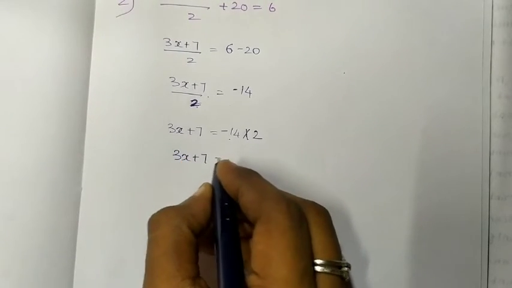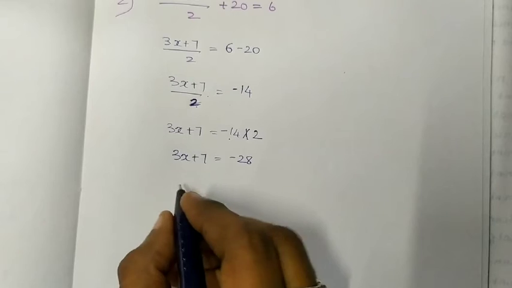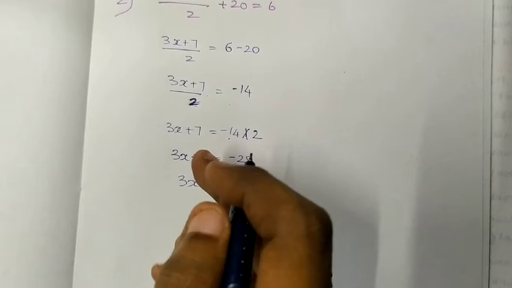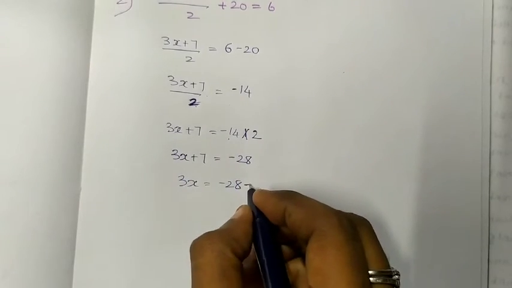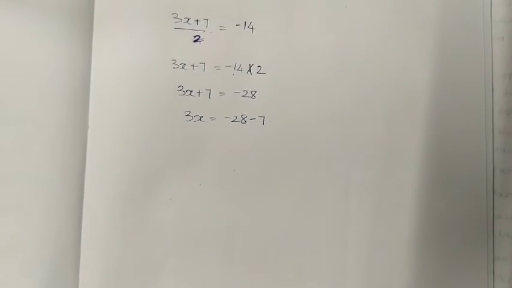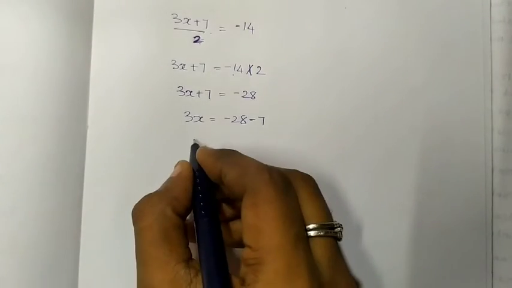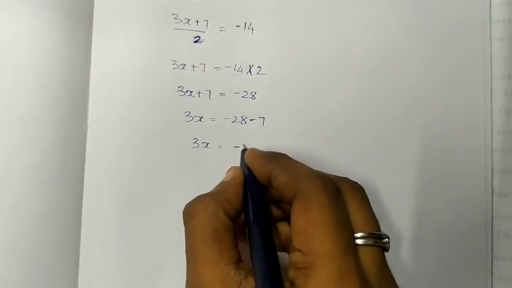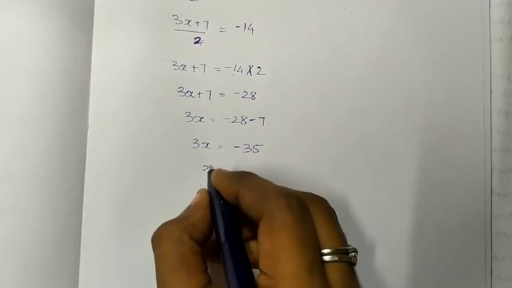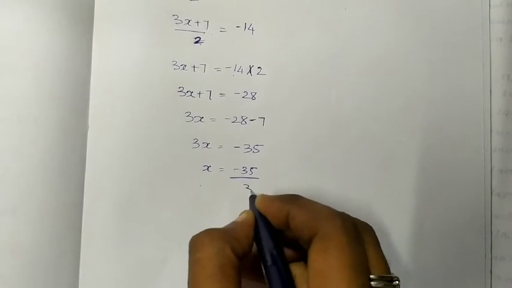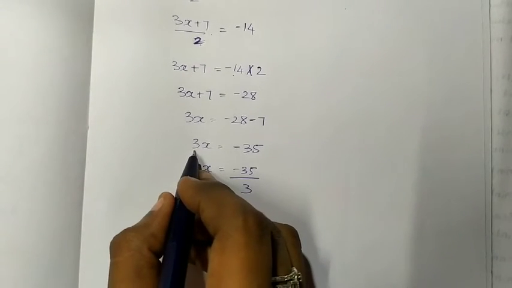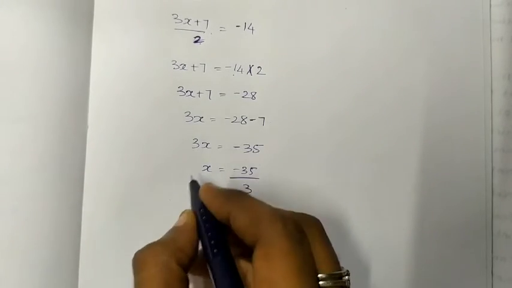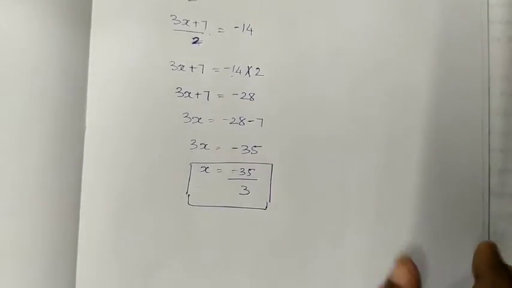Therefore 3x plus 7 is equal to minus 28. Therefore 3x is equal to minus 28, and this plus 7 you need to bring to the right hand side, so it gets converted to minus 7, just the opposite symbol. Then 3x is equal to minus 28 minus 7, which is minus 35. x is equal to minus 35 by 3. You are bringing 3 to this side, so multiplication gets converted to division. Therefore x is equal to minus 35 by 3.